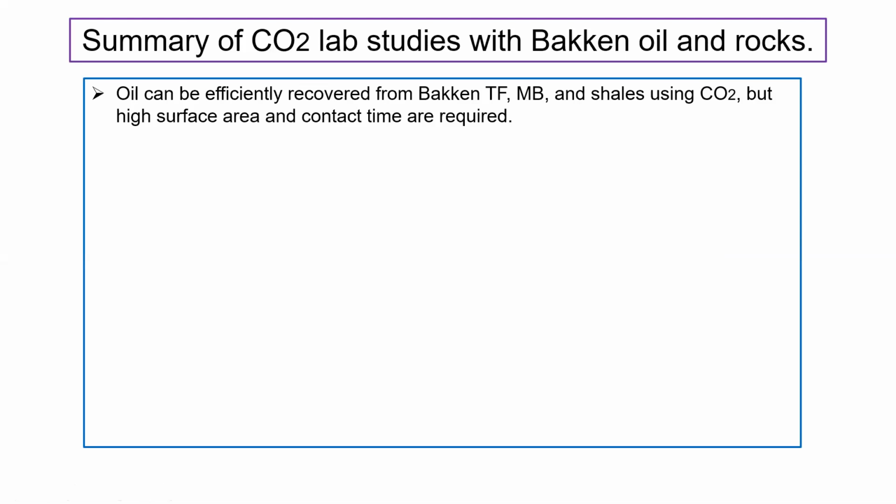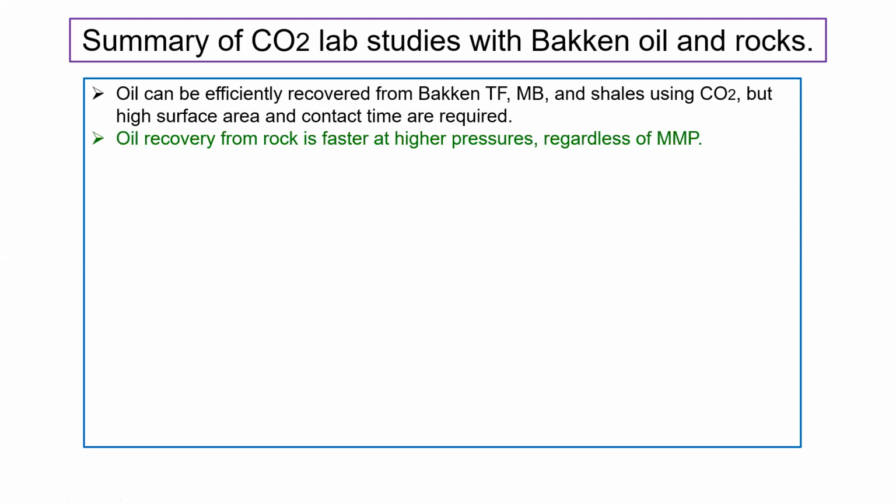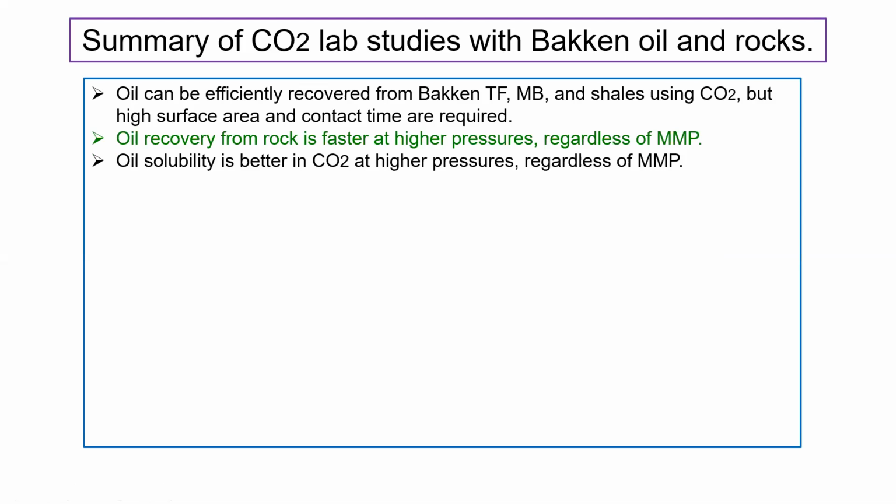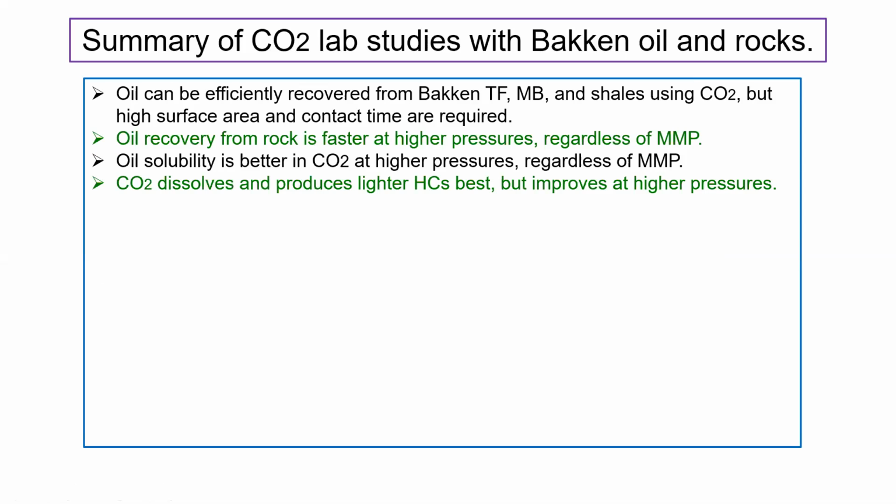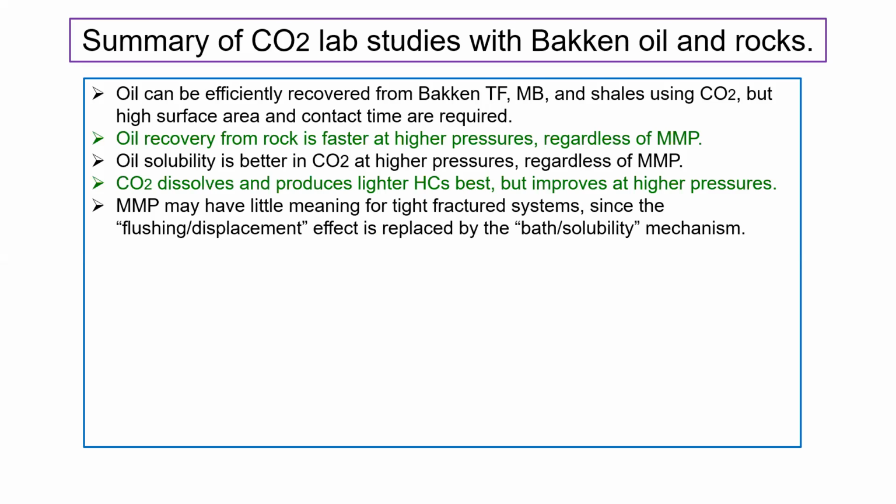So in summary, oil can be efficiently recovered from Bakken, Three Forks, and middle Bakken shales with CO2, but you need high surface area and contact time. You also need pressure, and high pressure is better regardless of MMP. CO2 solubility is better at higher pressures regardless of MMP, and CO2 dissolves lighter hydrocarbons best, but improves at higher pressure. So pressure's good.